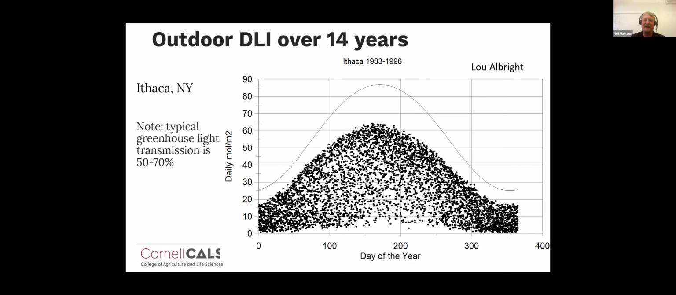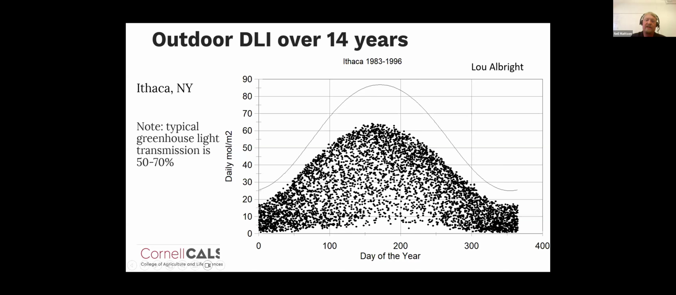This was work done by the founder of the Cornell CEA group, Lou Albright. Each of these dots represents the daily light integral for one day over the course of 14 years. And the distribution of this is by day of the year. So day one of the year is January 1st, and then the middle of the graph would be summertime, and then the end of the year is December 31st.